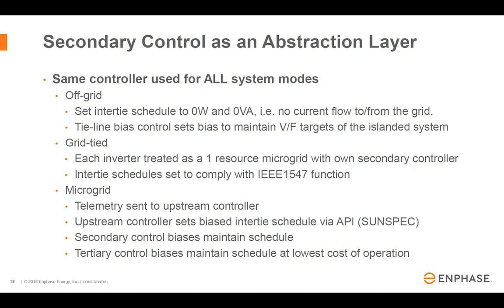When you're grid tied, you can basically set your intertie schedule based on the frequency-watt and volt-var curves that you're required to for Rule 21 or 1547. And then in microgrid mode, there can be some upstream controller that's basically giving you a tie line bias schedule, very similar to the way balancing authorities work today. So it's one controller in all cases.